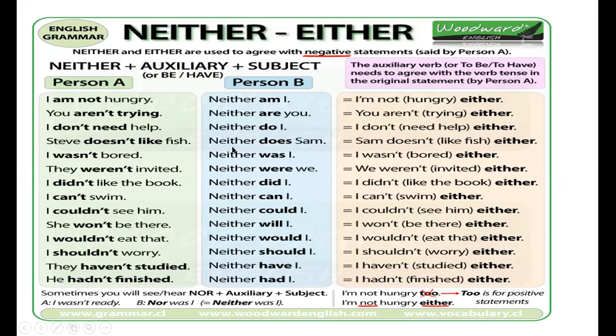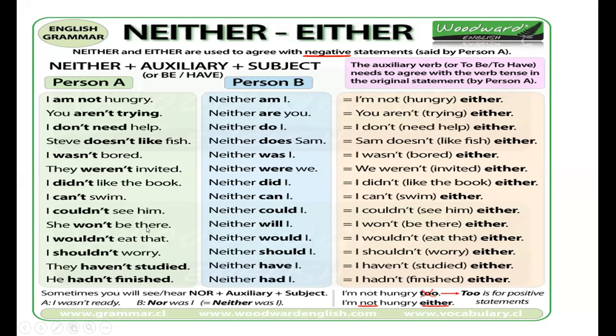"Steve doesn't like fish, neither does Sam," equals to say "Sam doesn't like fish either." "I wasn't bored. Neither was I." "I wasn't bored either." "They weren't invited. Neither were we." "We weren't invited either." "I didn't like the book. Neither did I." Equals to say, "I didn't like the book either." "I can't swim. Neither can I." "I can't swim either." "I couldn't see him. Neither could I." Equals to say, "I couldn't see him either."